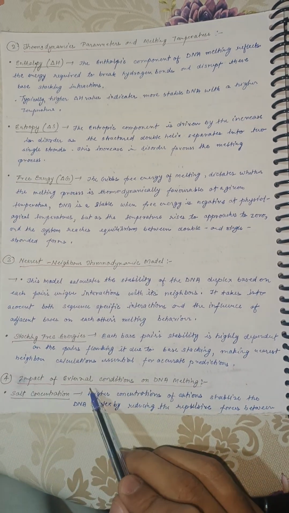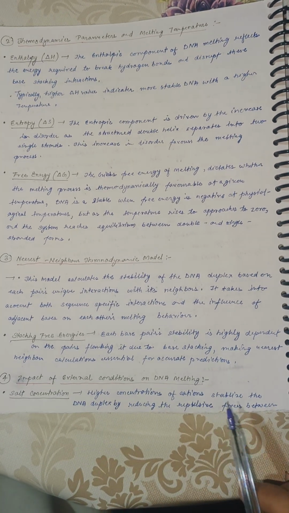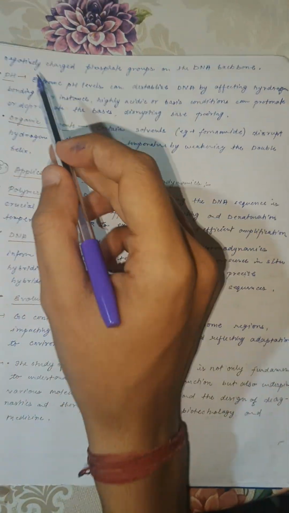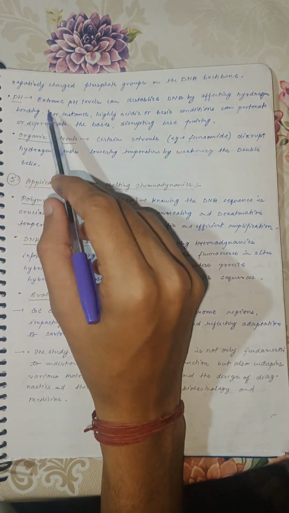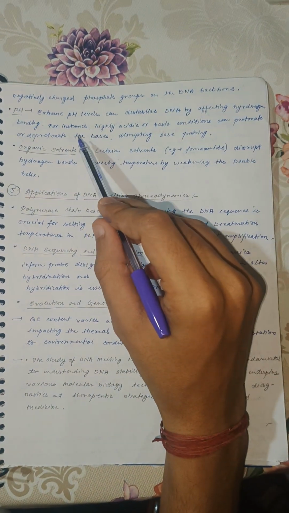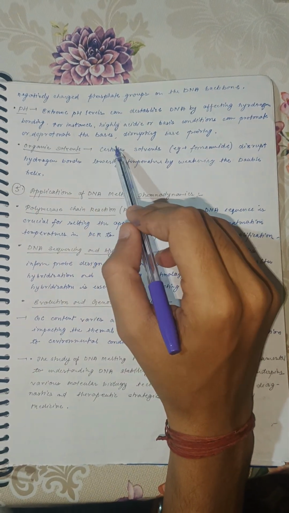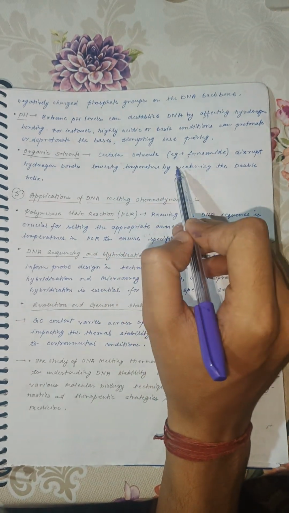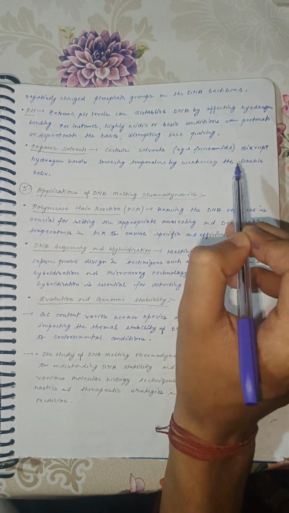Fourth one is impact of external conditions on DNA melting. Salt concentration. A higher concentration of cations stabilizes the DNA duplex by reducing the repulsive forces between negatively charged phosphate groups of the DNA backbone. pH. Extreme pH levels can destabilize DNA by affecting hydrogen bonding. For instance, highly acidic or basic conditions can protonate or deprotonate the bases, disrupting base pairing. Organic solvents. Certain solvents, for example formamide, disrupt hydrogen bonds, lowering the melting temperature by weakening the double helix.